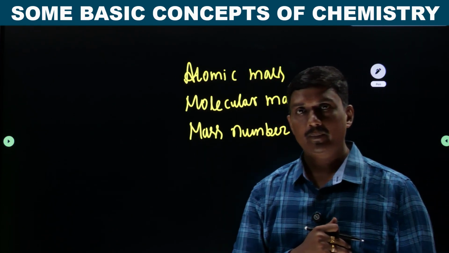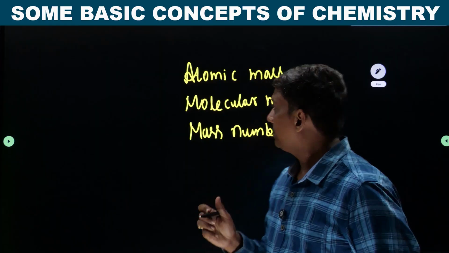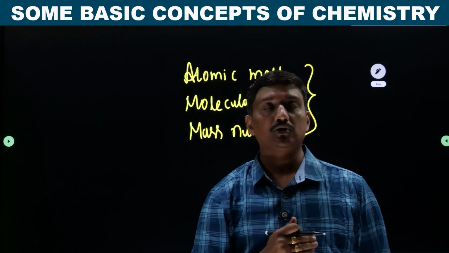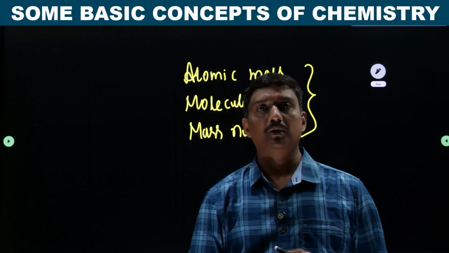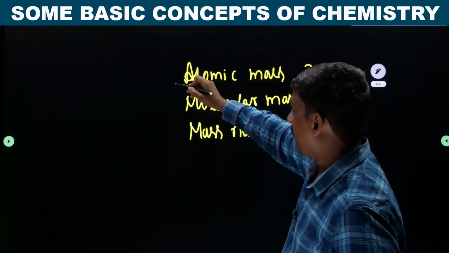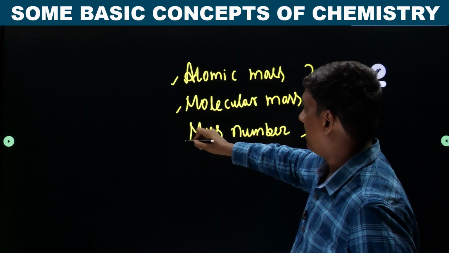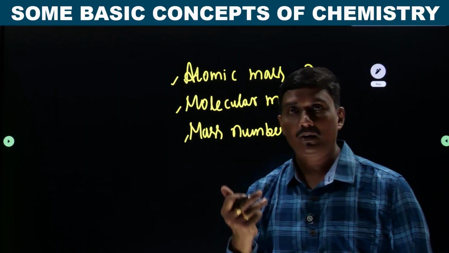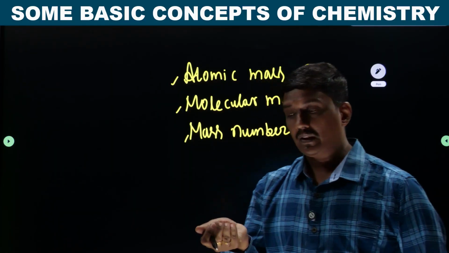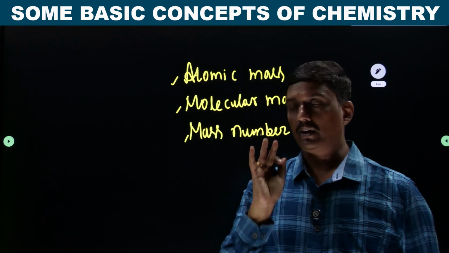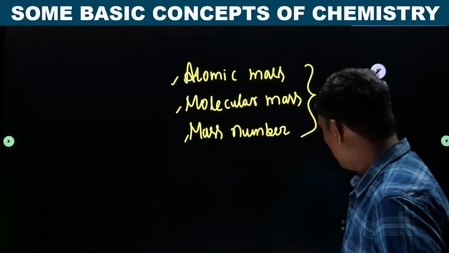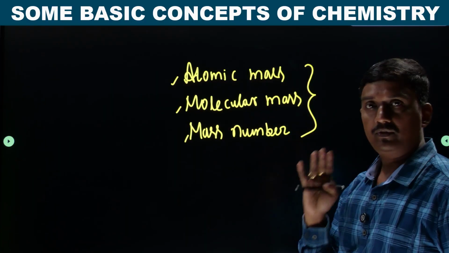This is one part. After this, if you are familiar with these topics, the next topic of this chapter is very important, that is the mole concept. So you should be familiar with these three: atomic mass, molecular mass, mass number and all. If you are unfamiliar, the rest of the topics will be difficult. Okay, but I will make you learn in an easy way, not to worry. So this is the first part of this chapter.